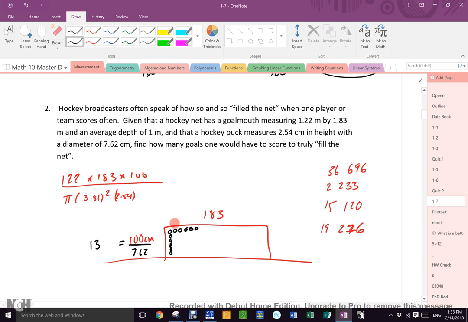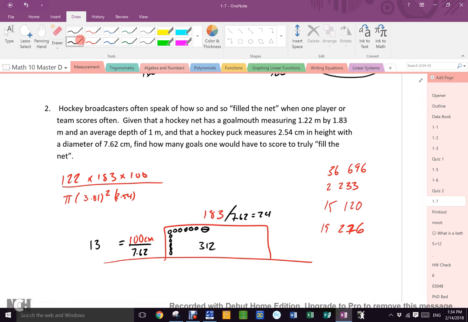How many pucks will fit across here? How wide's the puck across that? No, that's still 7.62. A puck's a circle. So this divides also by 7.62, which is going to give me 24 pucks, yes? So this rectangle on the ice is 13 by 24, yeah? How many pucks is that? 312, right? But the pucks also stack up to fill the net, don't they?